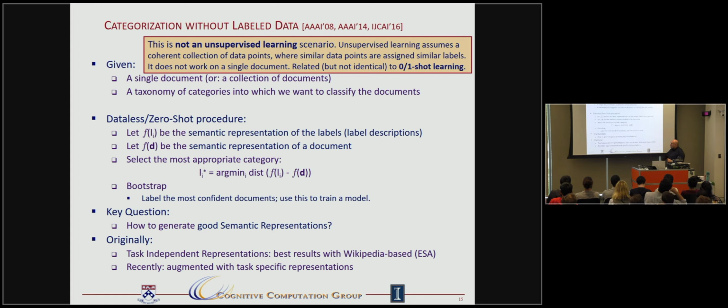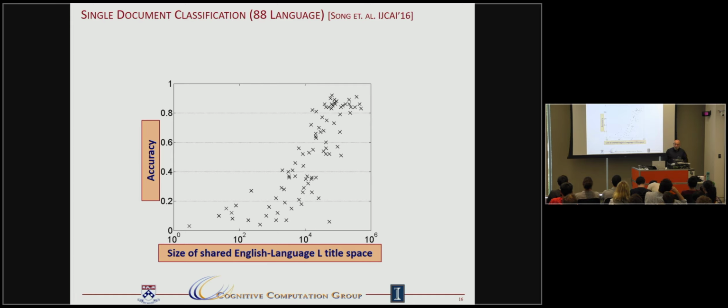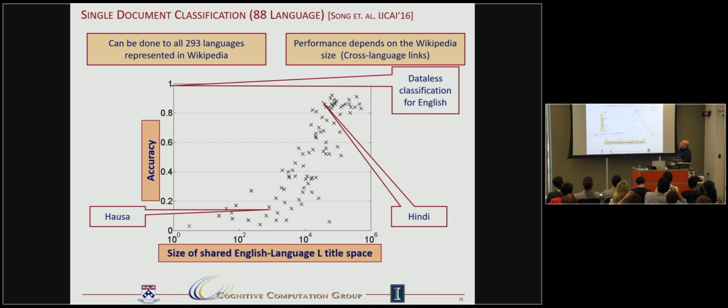But regardless of that, this is a task-independent representation. That's the focus of what I want to say. Even though we augmented it recently with some task-specific representation, I'm not going to talk about it. The issue is that this is a very powerful representation. In fact, you can even do multilingual document classification. So I can give you documents in other Wikipedia languages, and because Wikipedia has cross-lingual links, I can actually generate this representation across languages. And for languages for which the Wikipedia is rather large, like Hindi, we can get very good results.